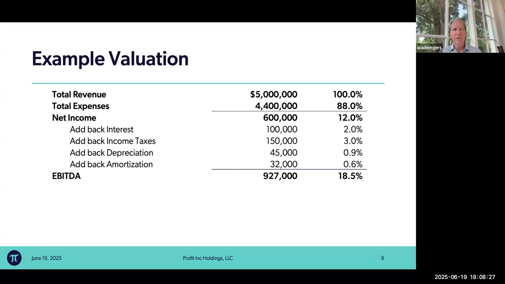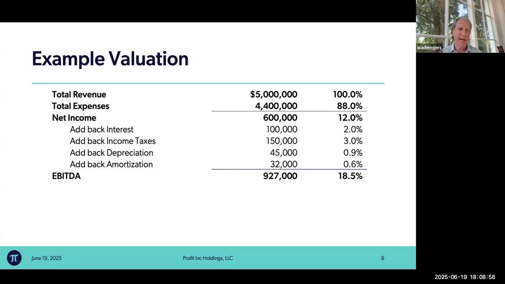Let's talk about how a typical valuation would work. Taking an example of 5 million in revenue, netting out the expenses, getting to net income, and then we're going to add back interest, income taxes, depreciation, and amortization to get to EBITDA. EBITDA, for those of you that don't know it, is earnings before interest, taxes, depreciation, amortization. It's basically cash income.